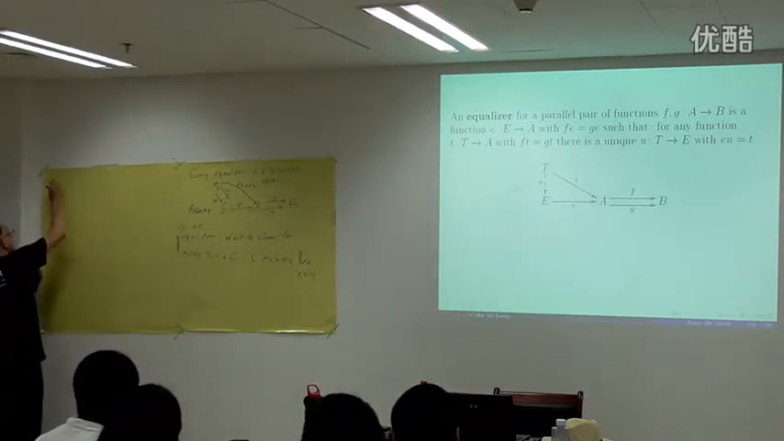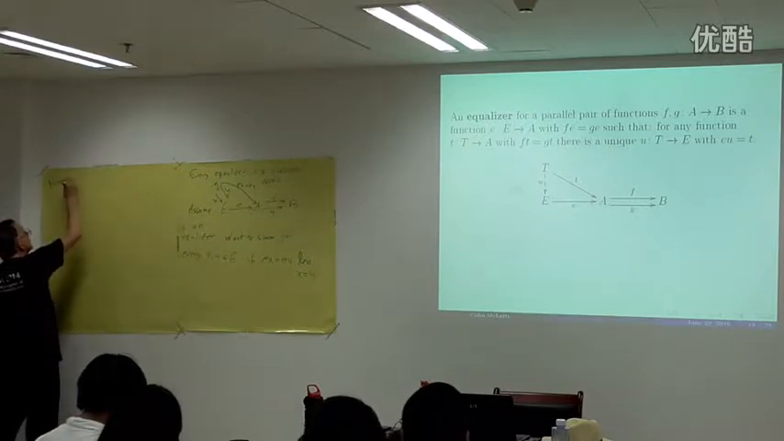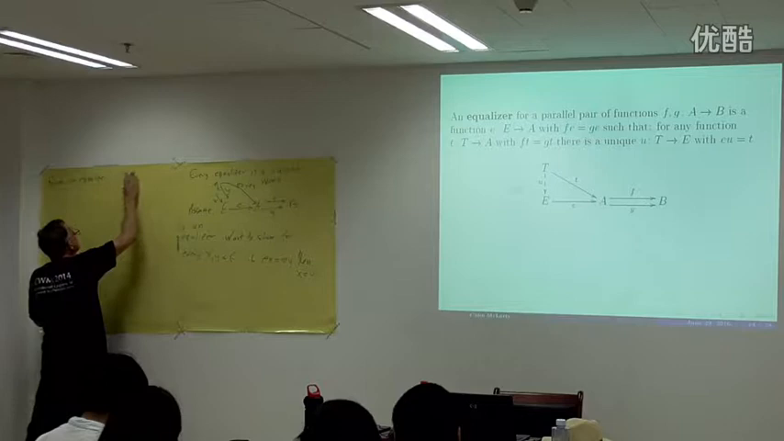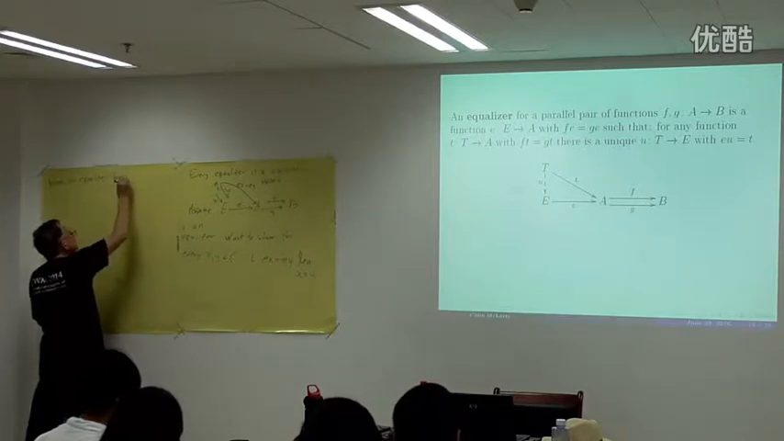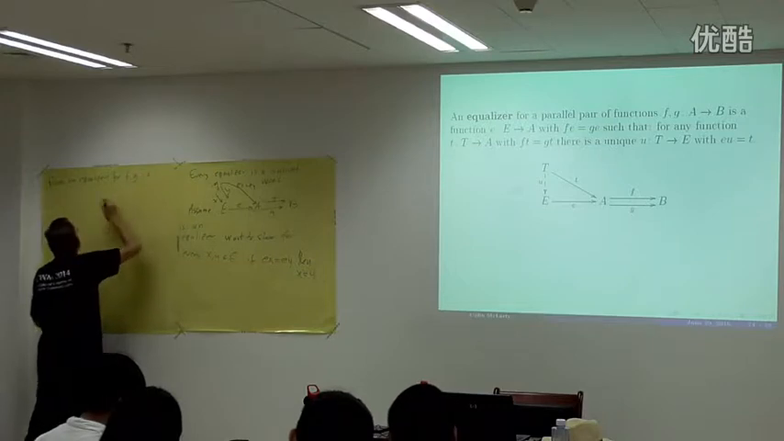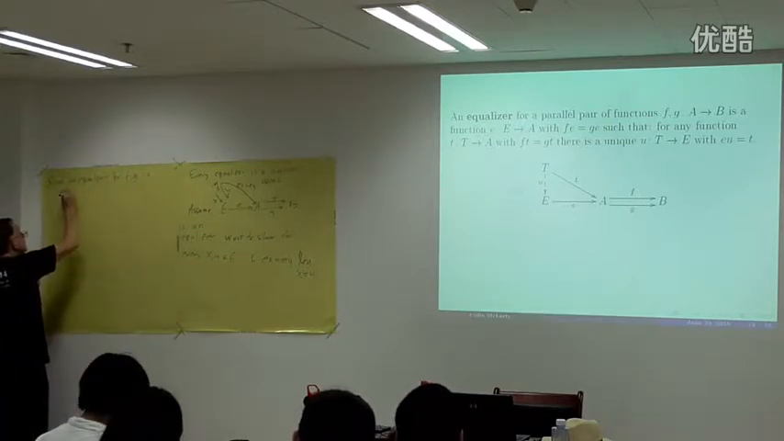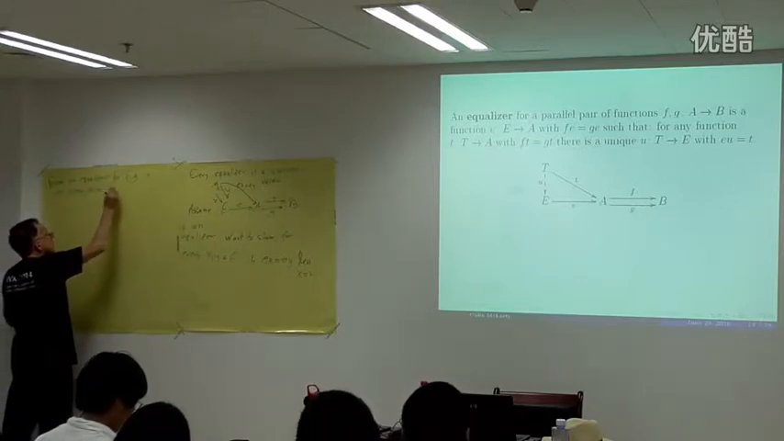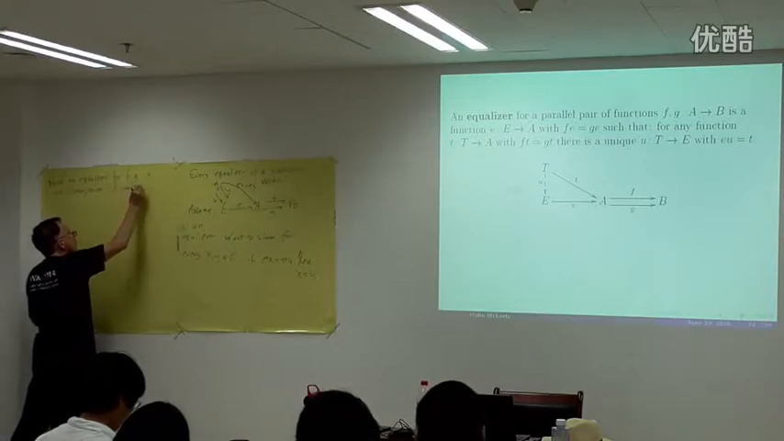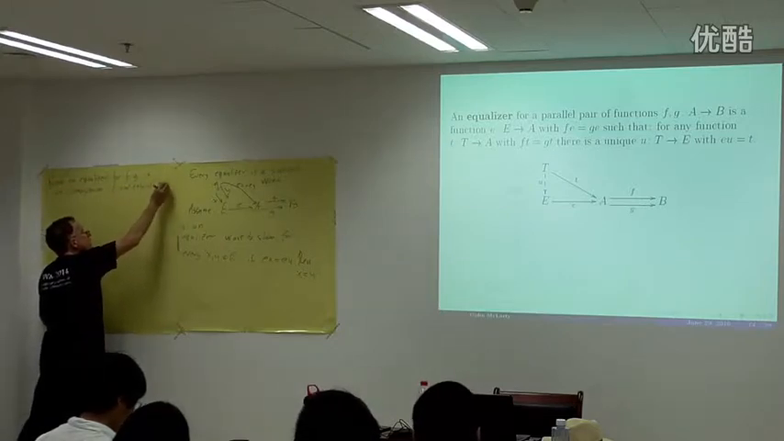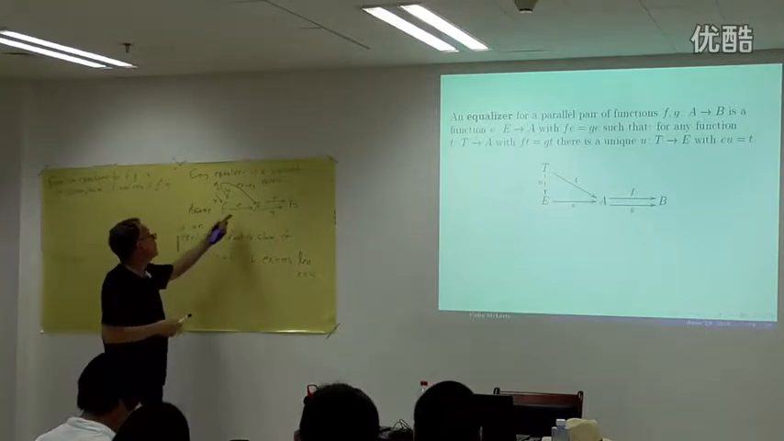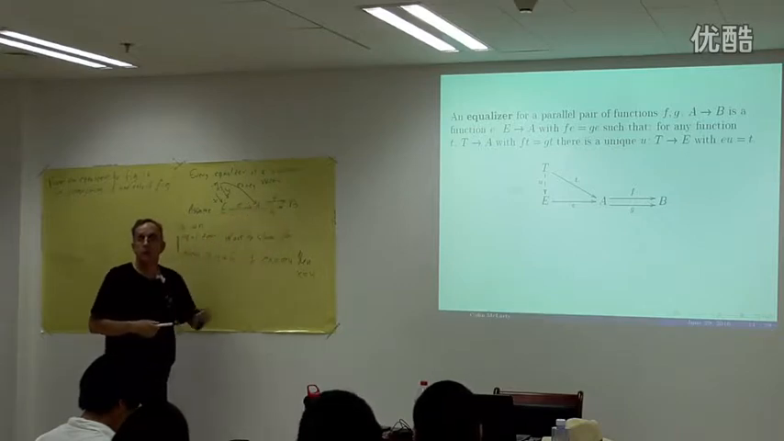Now I want to prove an equalizer for F, G is an isomorphism if and only if F is G. I claim that this equalizer is an isomorphism if and only if those were equal to begin with.